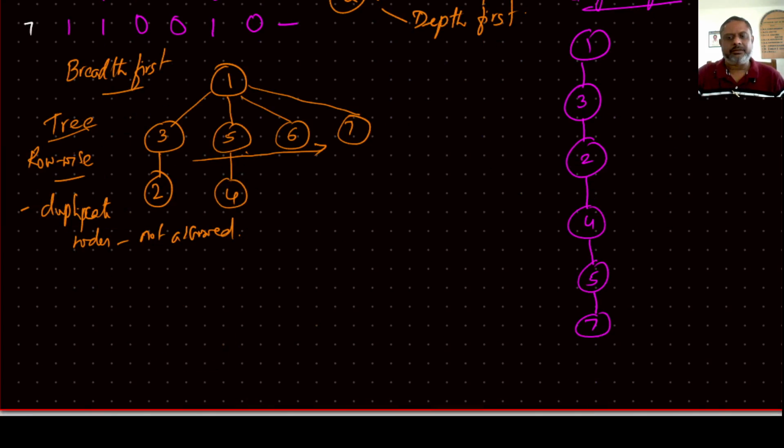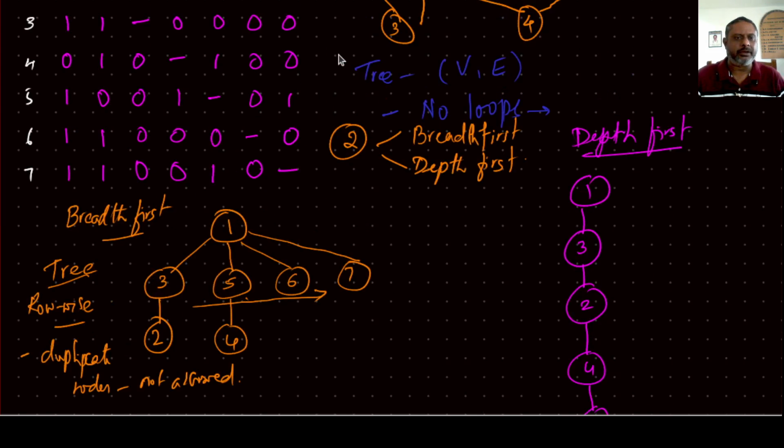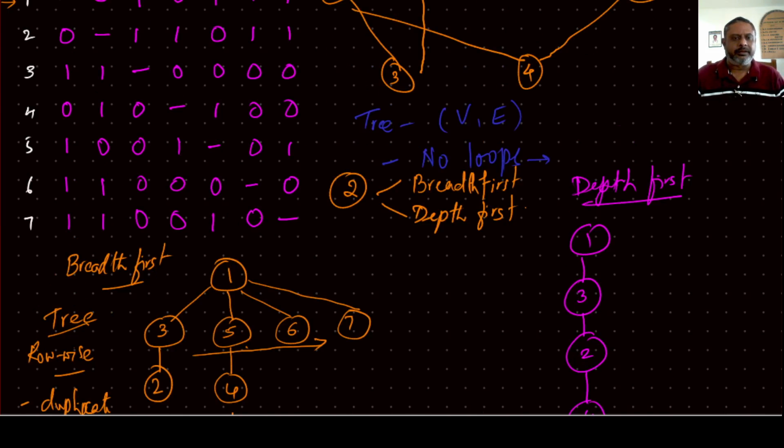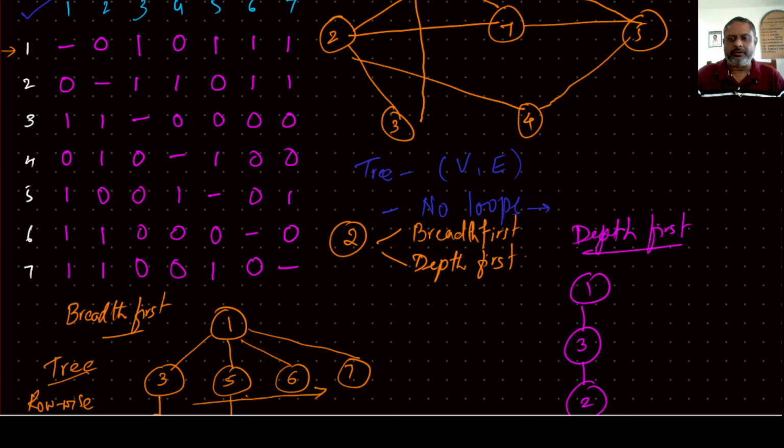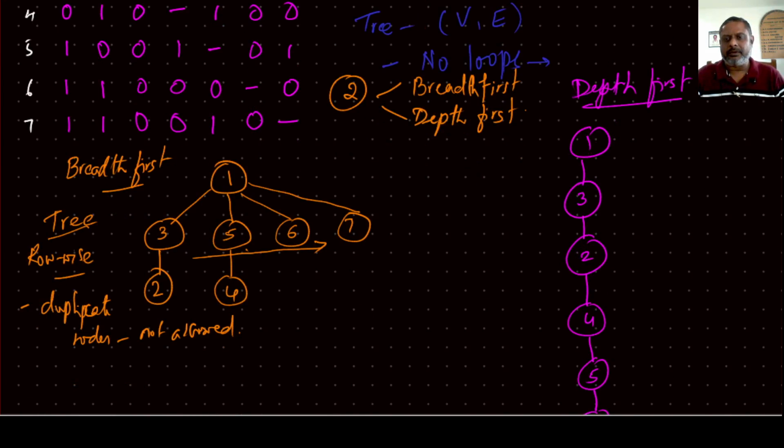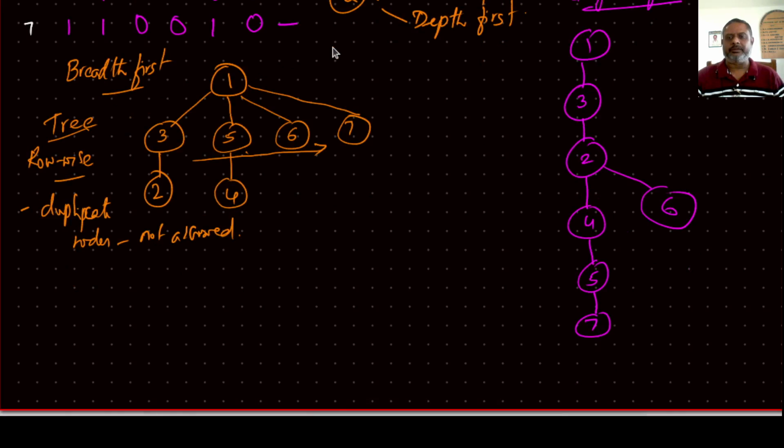So that's it. So did we get all the nodes? 1 is there, 2 is there, 3 is there, 4 is there, 5 is there, 6 is missing. Okay, then where should I connect 6? 6 is connected either to 1 or 2. So you can connect it from 1 or you can connect it from 2.